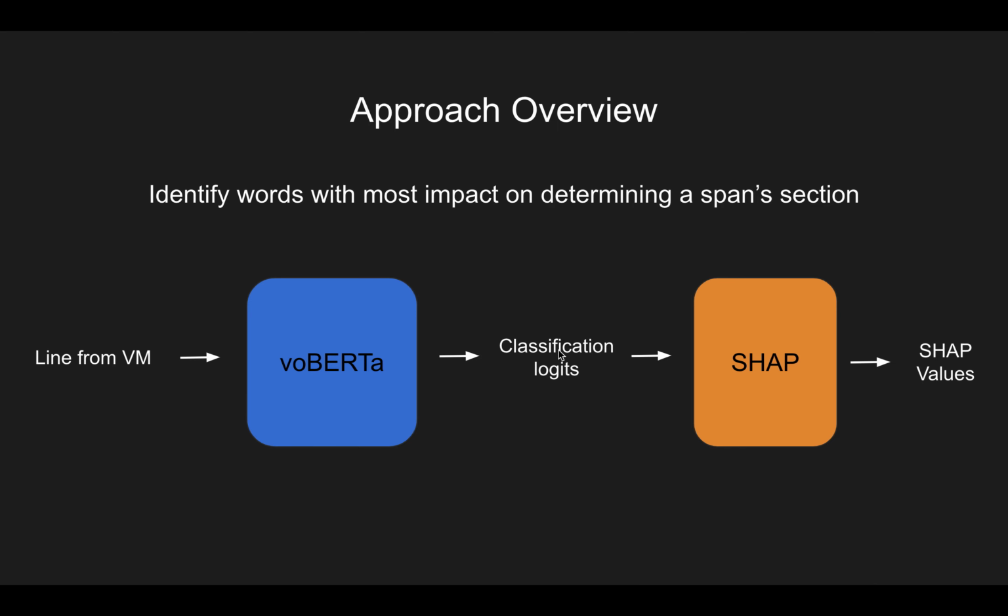So for the third task of identifying the words that have the most impact on determining a given span's section, we use the following architecture, where we take a line from the Voynich manuscript, provide it into our VoBERTa model, and then we output classification logits. And then using those classification logits, we generate Shapley values, which help us determine which words are able to most dominantly determine a given span's section.